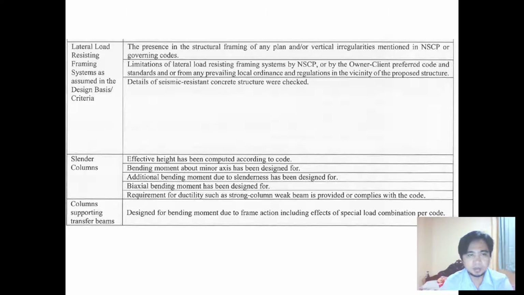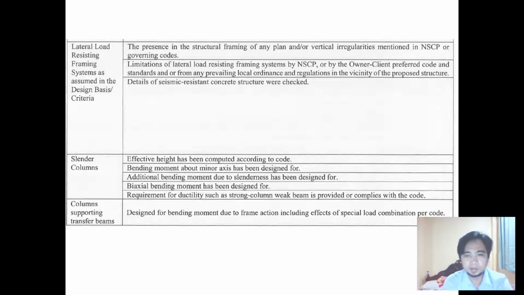And then we have also items for slender columns. So do we have a sufficient cross-sectional area that is compliant to the code. Bending moment about minor axis has been designed for. Additional bending moment due to slenderness has been designed for. Biaxial bending moment has been designed for. Requirement for ductility such as strong column weak beam is provided or complies with the code. So, requirement for strong column weak beam.